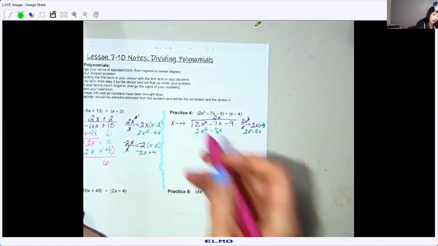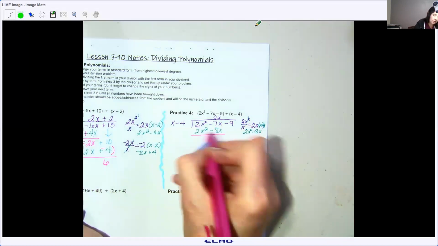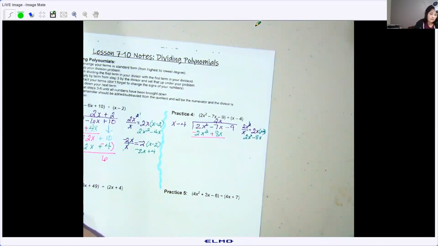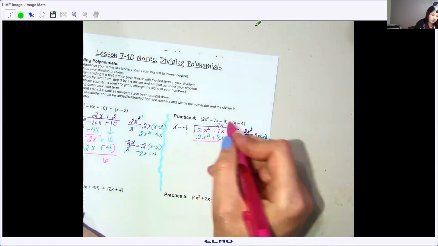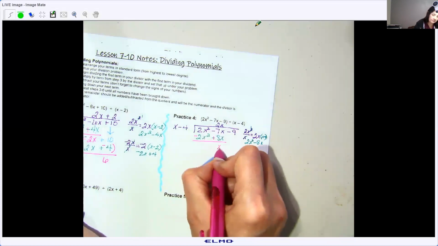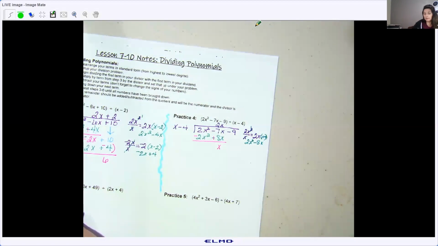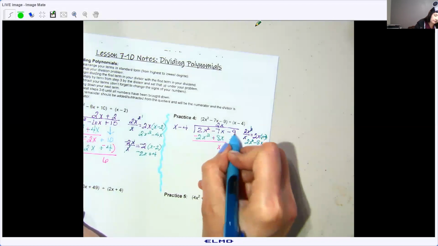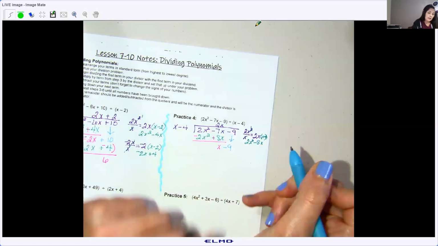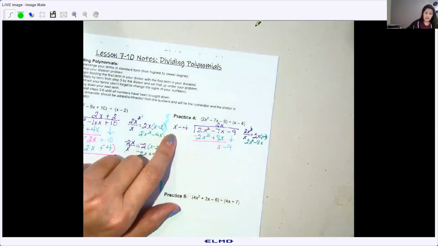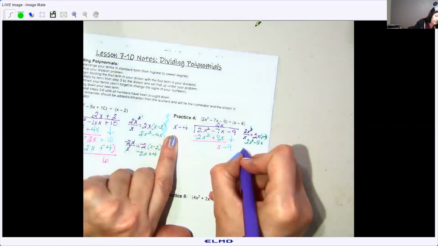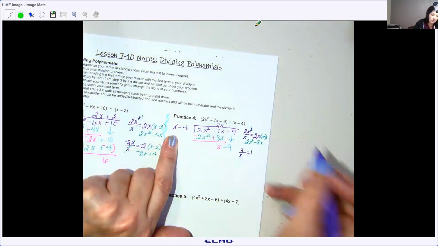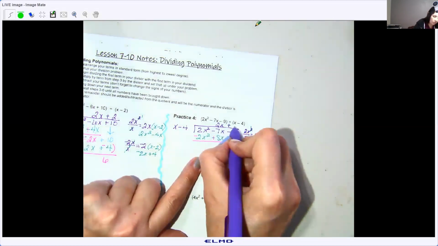And now I'm going to subtract. Remember, when I subtract, I change my signs. Okay, these two cancel out, and I'm left with a positive x here, or 1x. And now I'm going to bring down a negative 9, and I'm going to divide x divided by x. Well, in your head, you should already know x divided by x equals 1. And those are both positive, so I'm going to add a plus 1 right here.